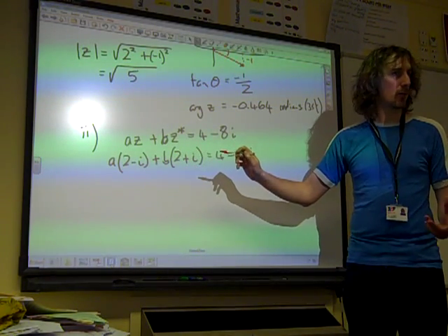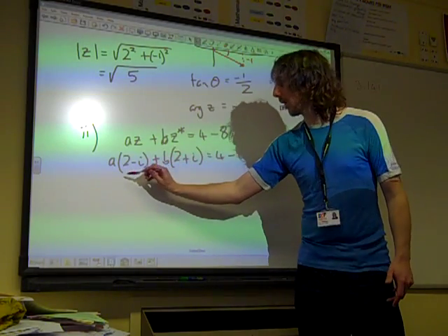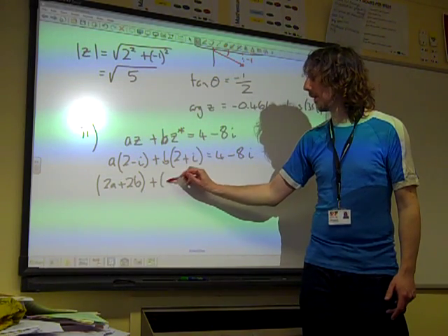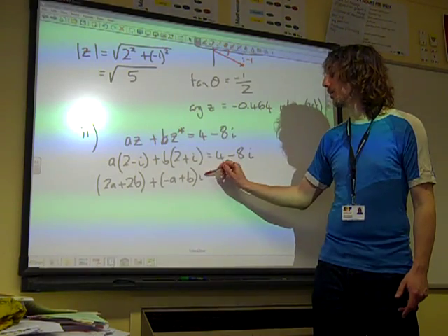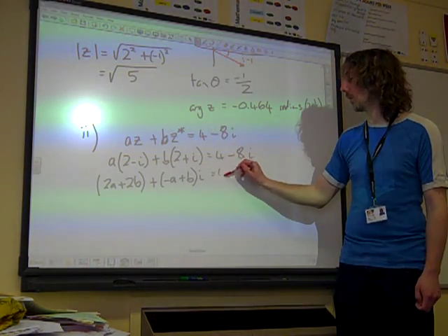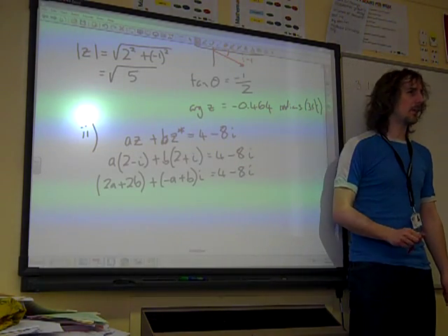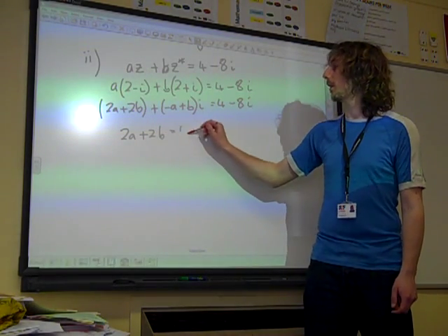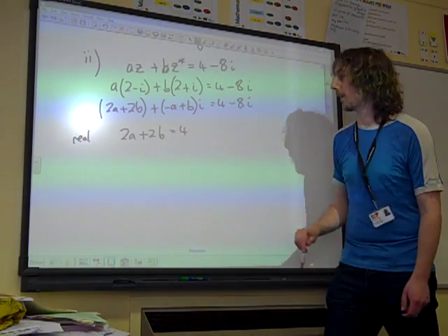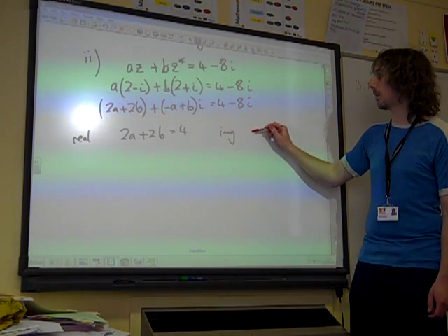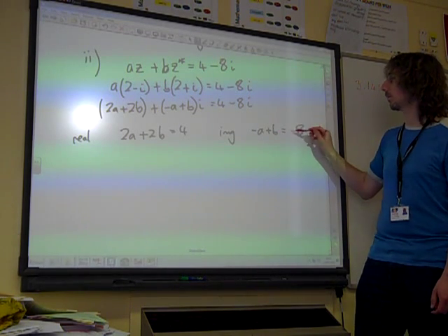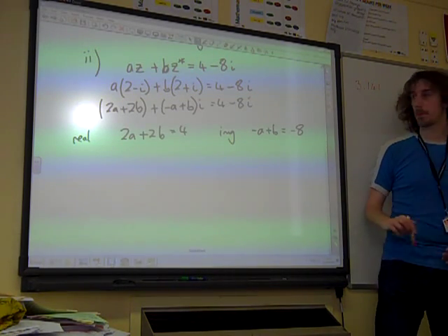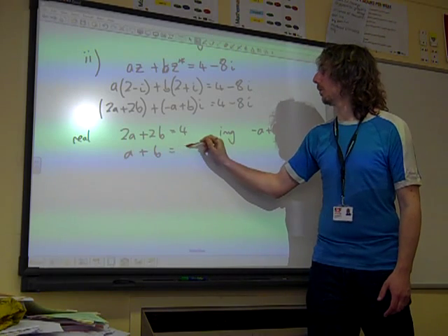We now need to collect together real and imaginary terms. So we've got 2a plus 2b as the real part, and then we've got minus a plus b as the imaginary bit, and here we've got 4 minus 8i. And that gives us a really nice simple set of simultaneous equations. If we evaluate the real bits, we get that. If we evaluate the imaginary bits, we get that. Minus a plus b would be minus 8. The first equation is probably nicer written as being a plus b equals 2.